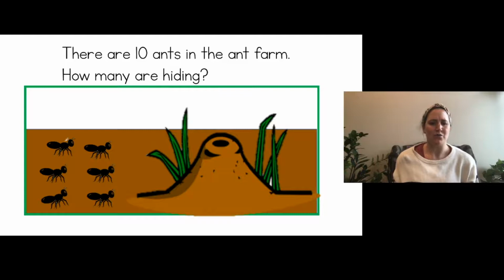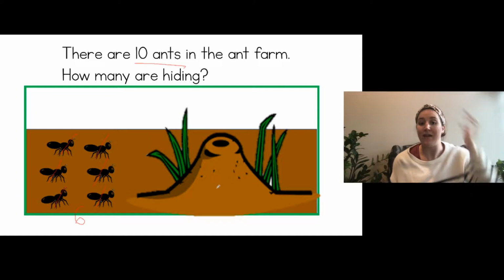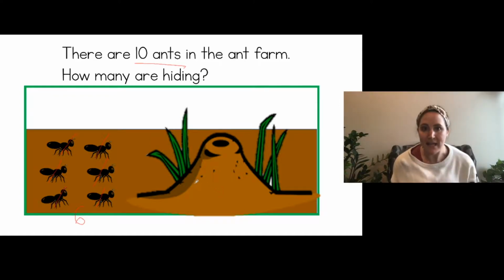How many are there to start? There are, count with me, 1, 2, 3, 4, 5, 6. Good job. So we have 6 ants in the ant farm. But we're supposed to have how many? Yeah, we're supposed to have 10 ants. But we don't have 10 ants right now. We only have 6. So we need to count on until we get to 10 to figure out how many are hiding behind that anthill.